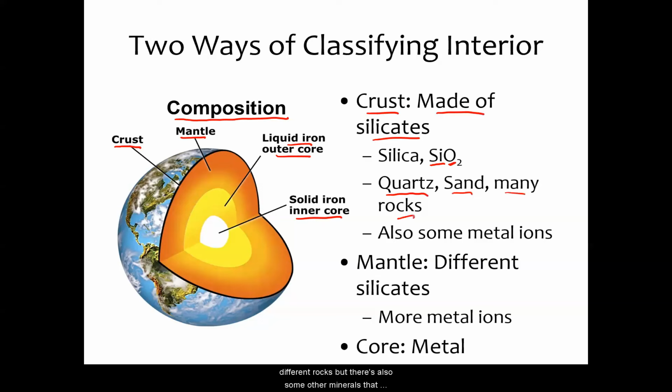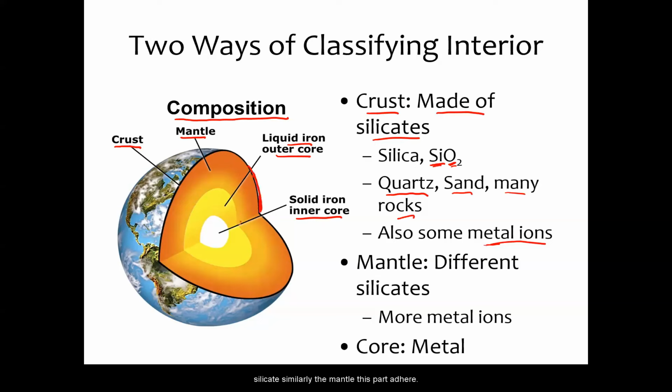But there's also some other minerals that contain other metal ions. And we'll learn a lot about those minerals in the first part of this course. The feldspars and the micas and olivine and hornblende and all these other minerals that also contain a lot of silicon and oxygen, but also other metal ions, because those ions are somewhat common on Earth's surface too. So that's the crust. It's the very outer skin of Earth that's made of those silicates.